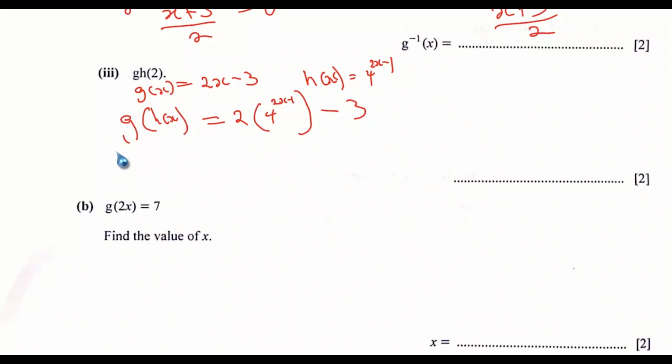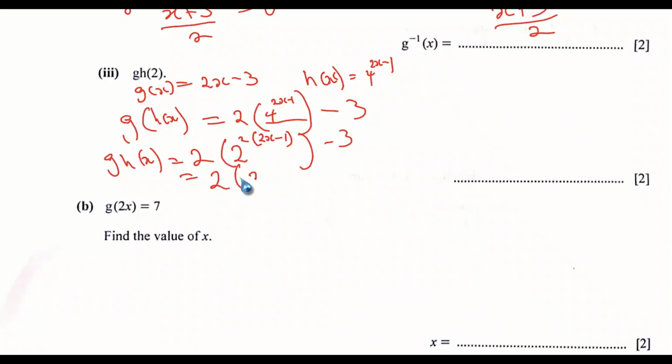Okay, so gh of x is now equal to 2 to the power of... what we have inside the bracket, I can write in base 2. It will be 2 to the power of 2, that is 4, then into bracket 2x minus 1, then bracket close, then minus 3. So this will be 2 to the power of 2 into bracket 2 to the power of 2 times 2x, 4x, minus 2 times 1, 2, bracket close, minus 3.